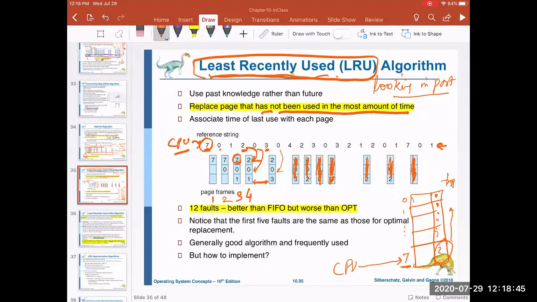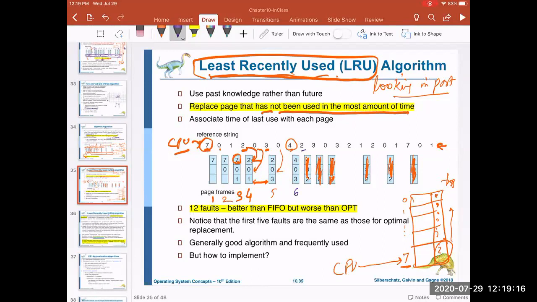Now the next call is for 0. 0 is already there, so there's no page fault. Here's page fault number 5. Then the next call is for 4. Now which one would be replaced? Yes, Eric, you are correct. Let's see. So 2 would be replaced by 4.